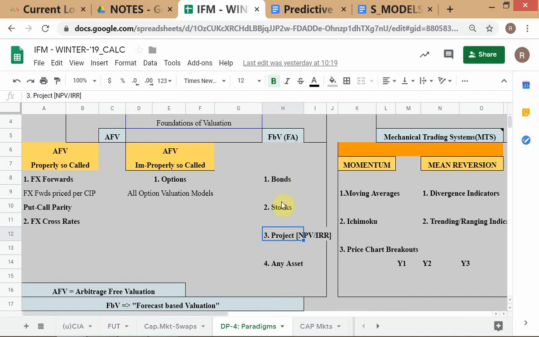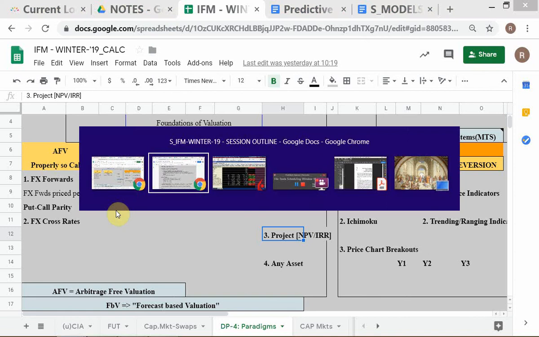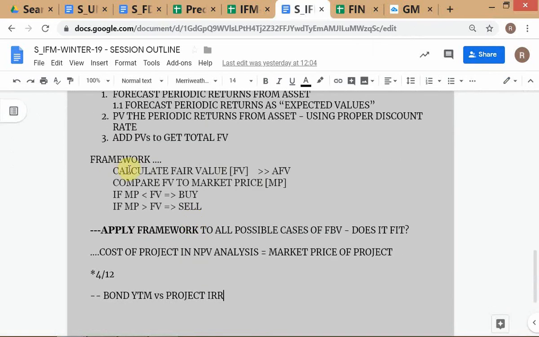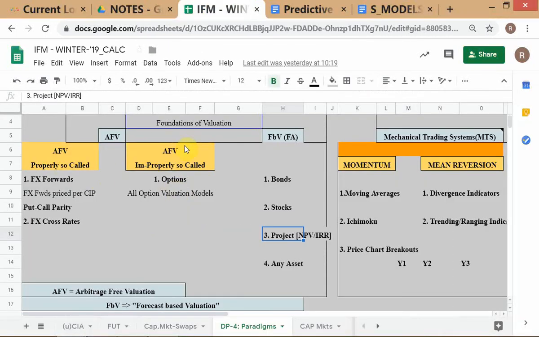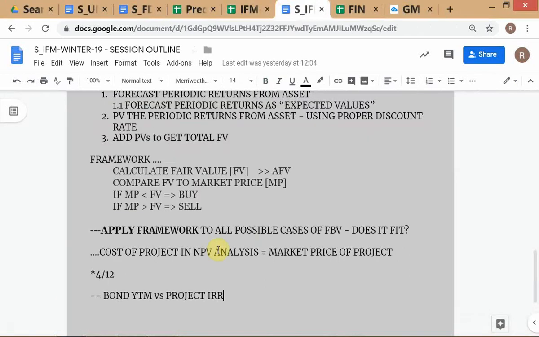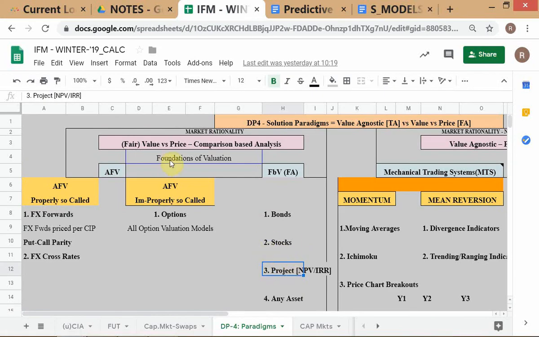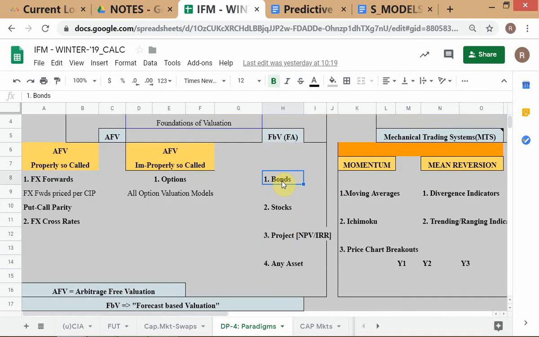If you do this for any of these things, you'll see that essentially this framework applies. This general framework applies to everything over here on this side, all of these are essentially our fair value methods. So when you do bonds, when you discount the cash flows of the bond, you get the fair value of the bond, and if the market price is less than the fair value, then you buy, otherwise you sell. Same framework, same for stocks. The formula, like the Gordon growth model, directly gives you the fair value of the stock. So this we have already done.